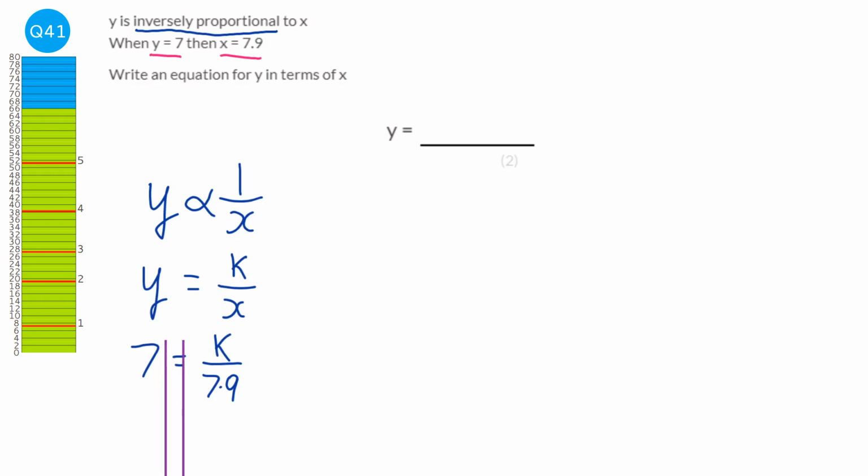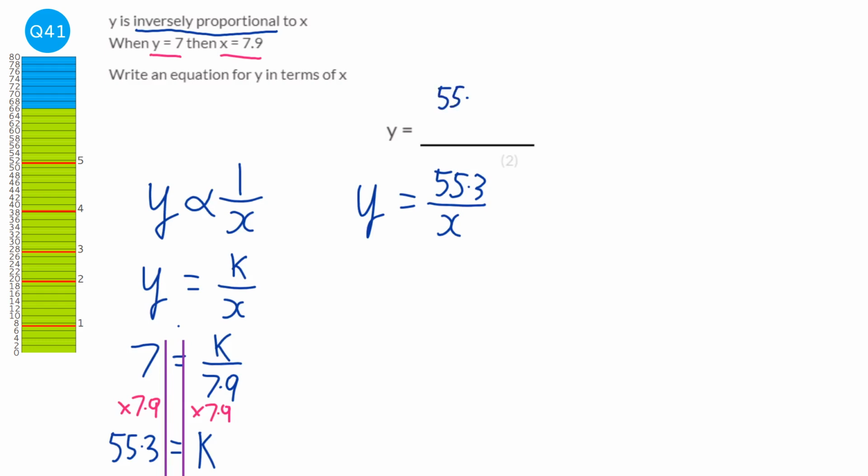And what I'm going to do is just times both sides by 7.9. And so we have k equals 7 times 7.9, which is 55.3. So we know that k is 55.3. So I'm just going to rewrite this formula, but instead of k, I know that it's going to be 55.3. So our answer is y equals 55.3 over x.